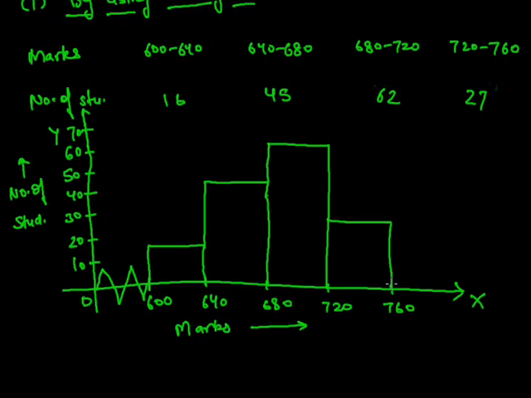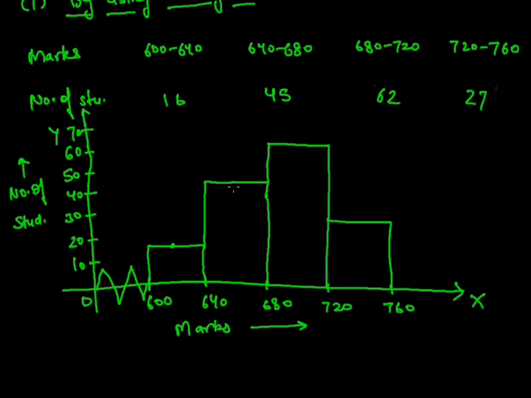Now for making the frequency polygon curve, what we need to do is take the midpoints of these marks. As you can see, the midpoint of 600 to 640 is 620, that is 600 plus 640 divided by 2. So for 620, the number of students will be the same, and we'll take this point on the top of this bar of the histogram, and we'll do the same procedure for every bar of this histogram.